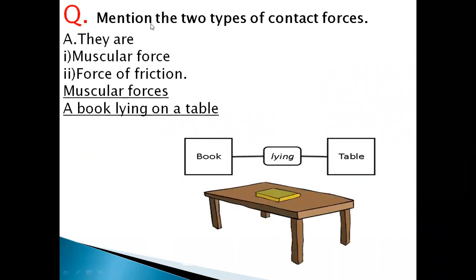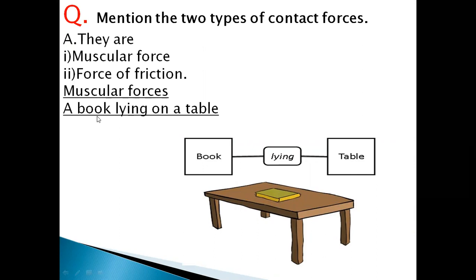Okay, then which are the two main types of contact forces? The contact forces are of two types: muscular force and force of friction, or even we could say frictional force. Now we shall discuss muscular forces with the different instances.